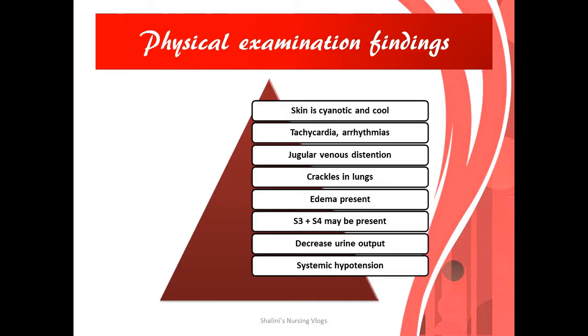What do you see in a physical examination when you're examining such patients? So what you see is the skin is cyanotic and cool. There can be tachycardia or arrhythmias, jugular venous distension, crackles in the lungs, edema, S3 and S4 sounds may be present, decreased urine output, and systemic hypotension. So these are the findings that you can elicit in a person who has got cardiogenic shock.